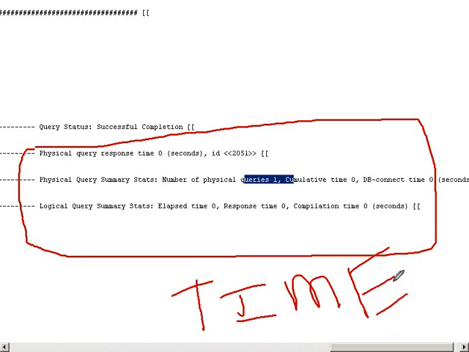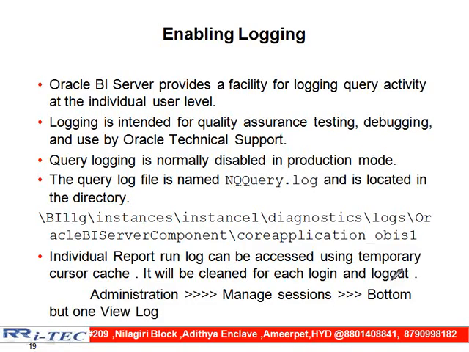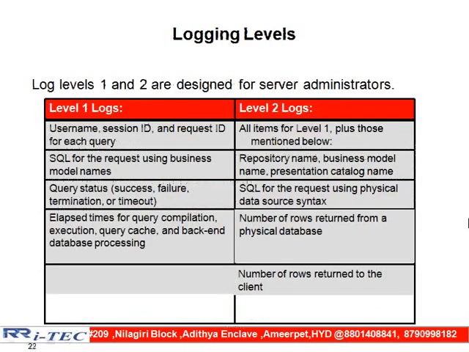Now, if people understand log level 1, what are the points you observed, sir? I hope these are the points you observed. Username, session ID, and request ID are available for each query. SQL for the request using business model names is available. Query status, success, failure, termination, timed out, is available. Elapsed time for query compilation, execution, query cache, and backend database processing is available. This is the information available in level 1.